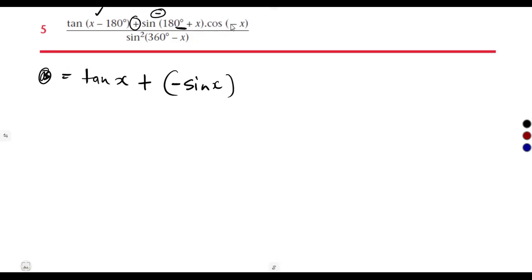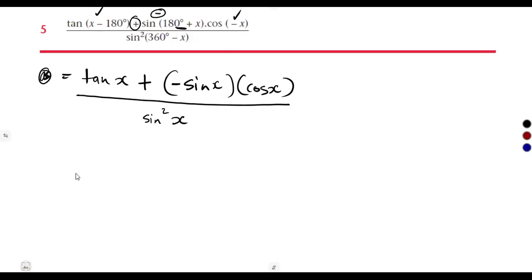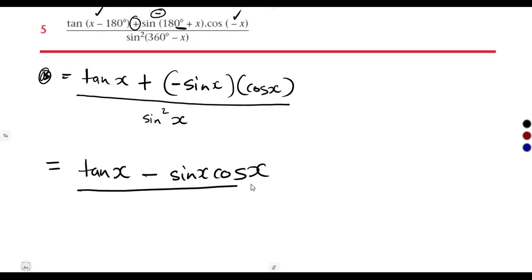Negative. Cos of minus x, guys, we talked about this one. This is a negative angle, but in the 4th quadrant, cos is what? Cos is positive. Everything over sine squared. Don't even bother to find out what the sign was, just write the sign as it is squared, because when you square a negative, it becomes a positive. So guys, do not even bother there. So let's simplify. We're going to have tan of x times minus sine of x, cos of x, everything over the sine squared of x.